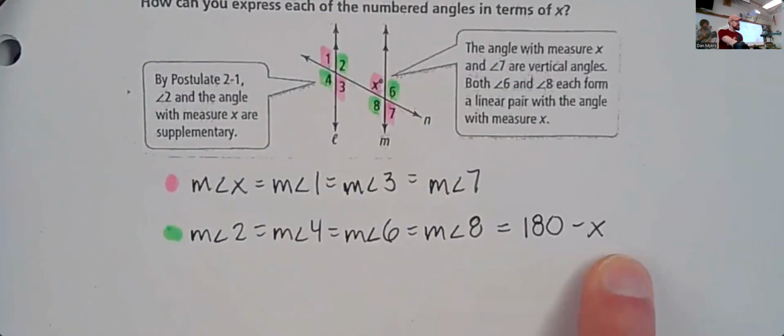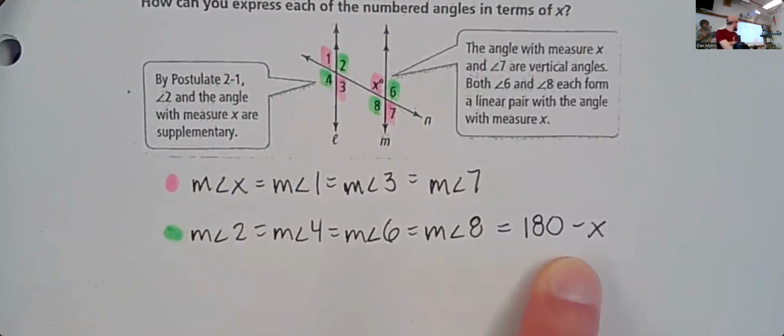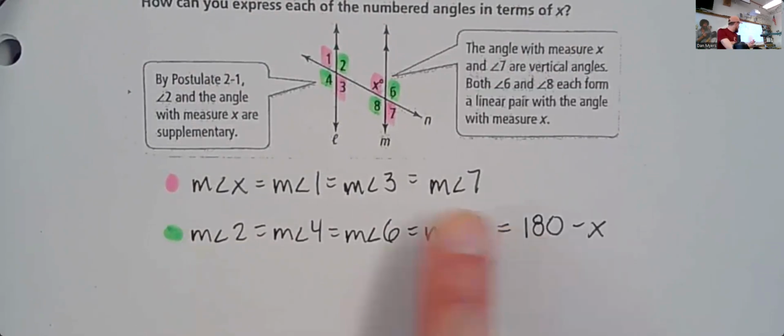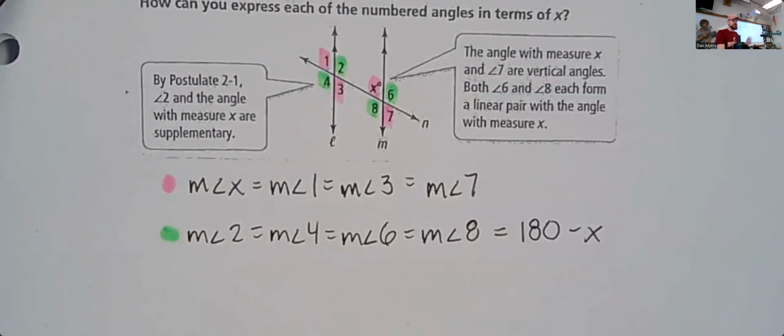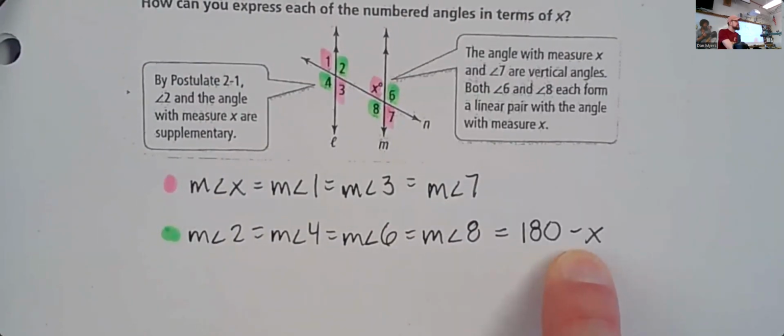Because if x is 80, 180 minus 80 would be 100. So whatever x is, these are all x, but 180 minus x. Because they're all supplementary to it. Supplementary means if you have one angle, you take away that angle from 180 to get the other one, right? Some subtraction. So in terms of x, these are all x, these are all 180 minus x. Questions about that?